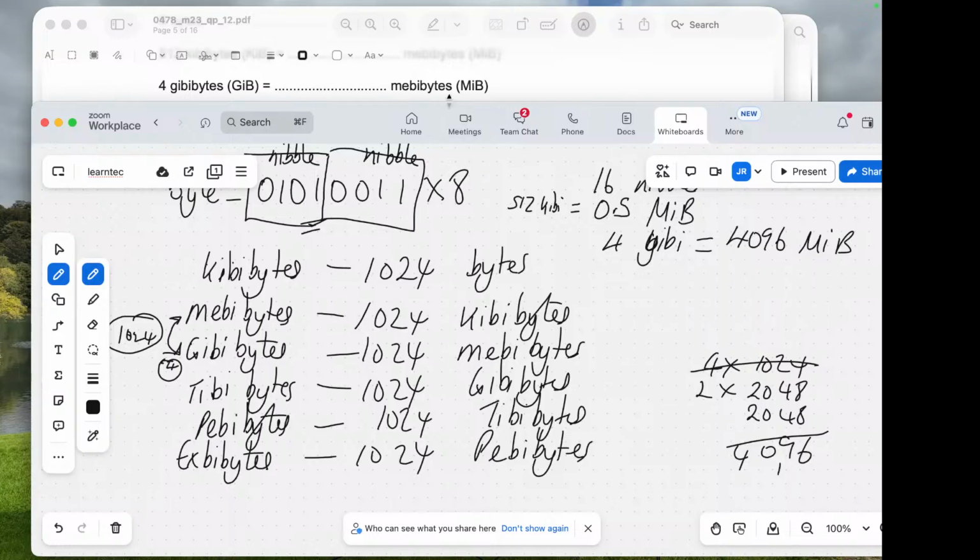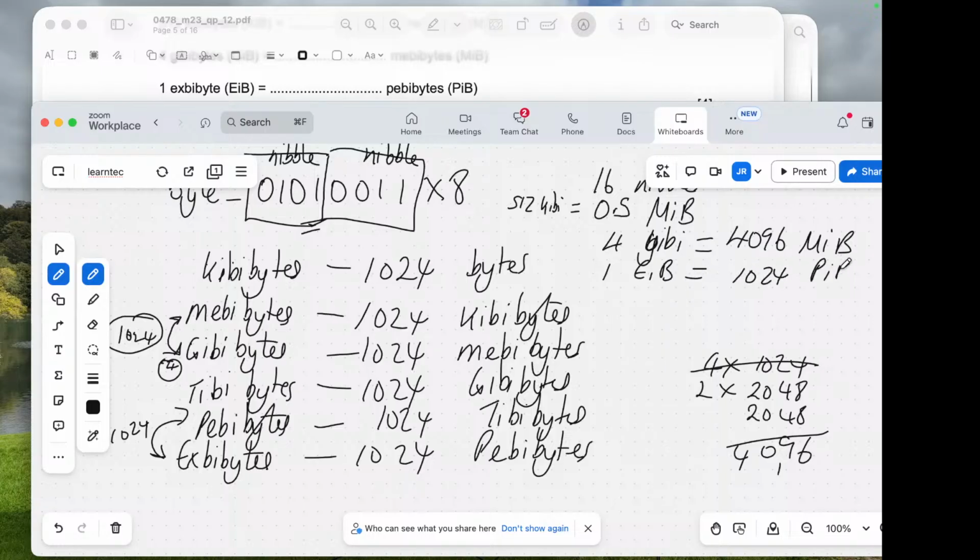Okay, so the last one is 1 exbibyte is how many pebibytes? So again, we're just going up by 1,024. So if we've only got 1 exbibyte, how many pebibytes is that? It's just 1. So basically 1 exbibyte equals 1,024 pebi. I don't know why it said pebi, but it's got an I. It's just very odd. And that's not Tibby, it's Tebby. Sorry.